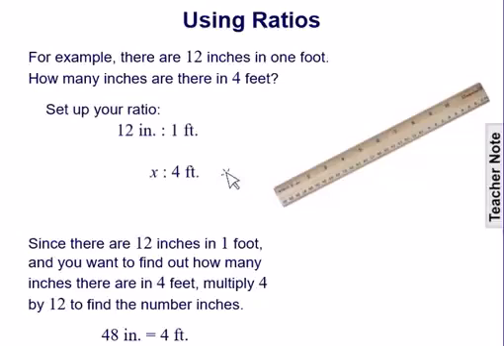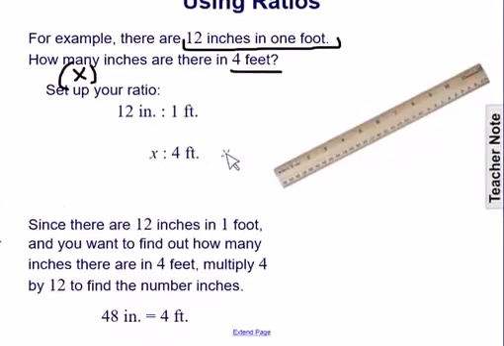But we can ask, how many inches are there in 4 feet? In order to do this, we first set up a ratio using the given information, the 12 inches in 1 foot. And we then want to know how many inches, so that's an unknown, that's an x value, are in 4 feet. So we can write the ratio: 12 inches to 1 foot is going to be some amount of inches to 4 feet.